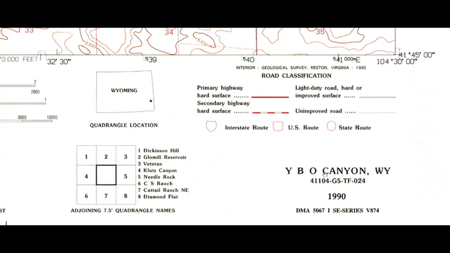Now we also have some other information over here. The date of the map is good because that way you'll know when the last time any information on this map has been updated. And then you'll also get the quadrangle location. This is just showing you where in the state of Wyoming this little map is covering. And then you also have the adjoining quadrangles names.